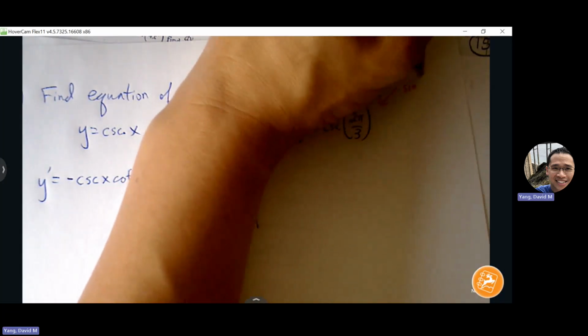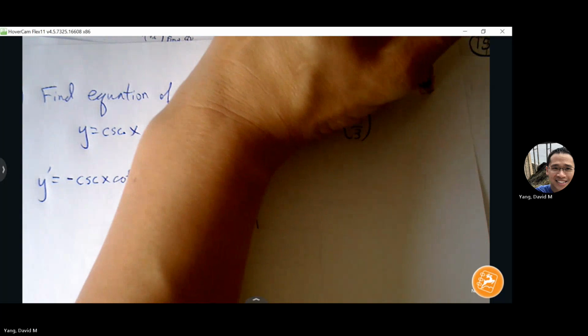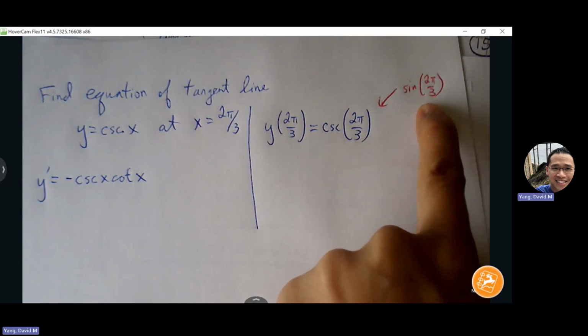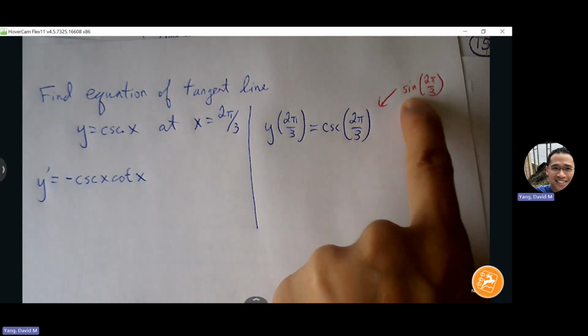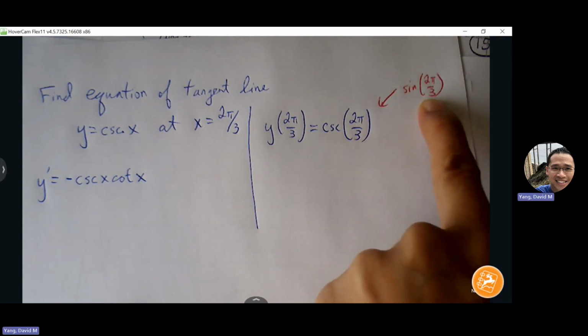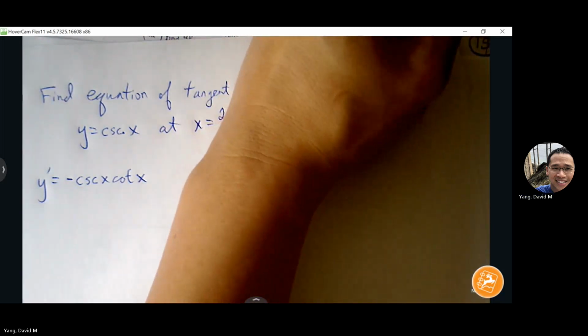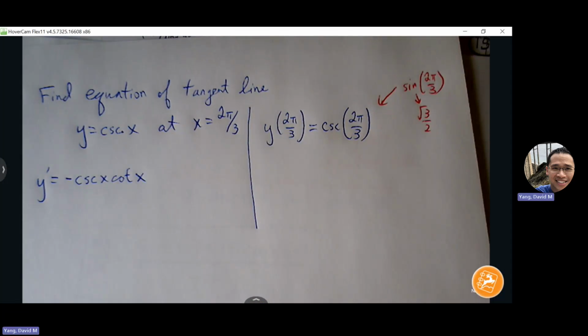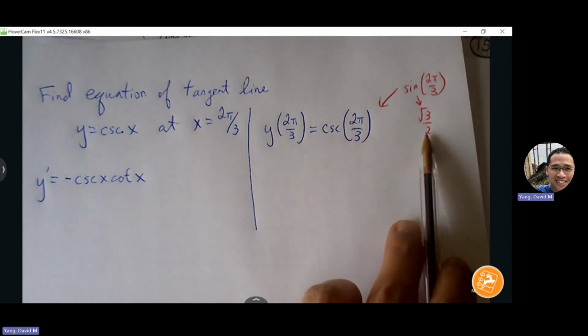Let's think about what is sine of 2 pi over 3. We know in the second quadrant, sine is going to be positive. It's going to be in that pi over 3 family. So if you guys remember, what's sine of pi over 3? Yeah, root 3 over 2. Right? And it's positive in the second quadrant. So we know sine is root 3 over 2.